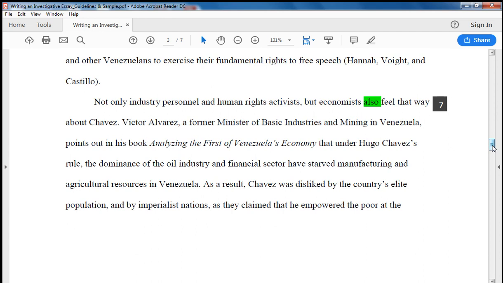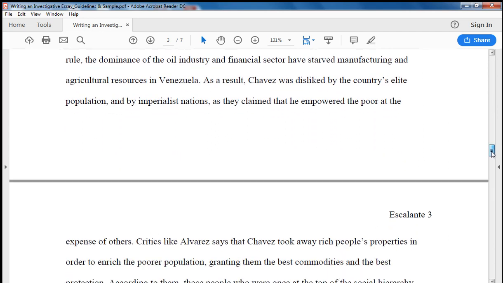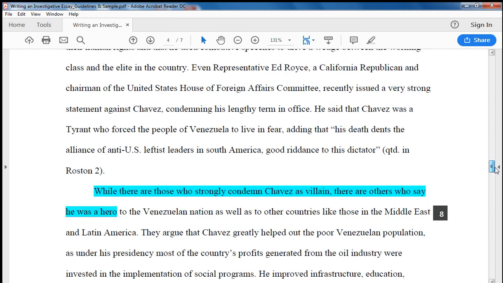And again, in the third body paragraph, likewise, another signal transitional word also lets the readers know that she's continuing to discuss the critical views on Chavez. Good.